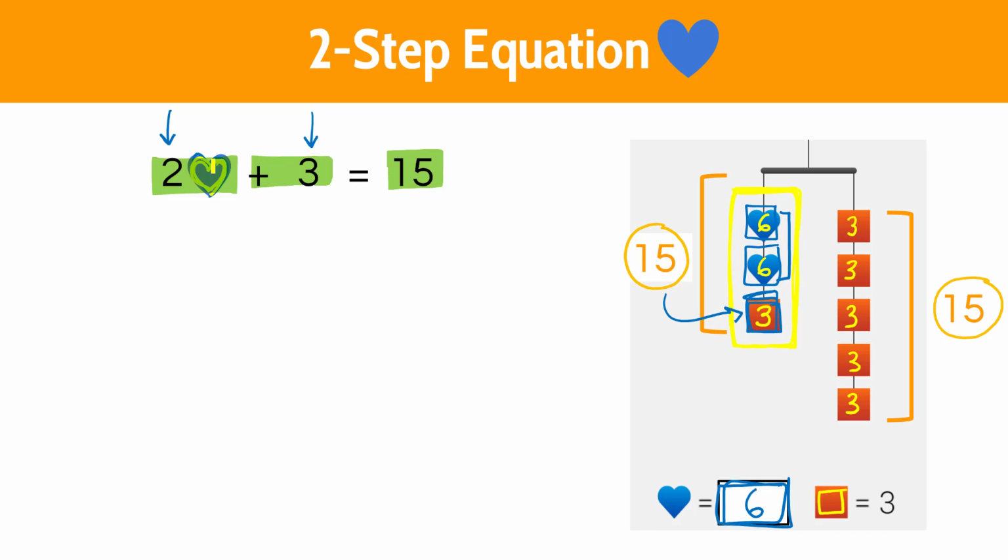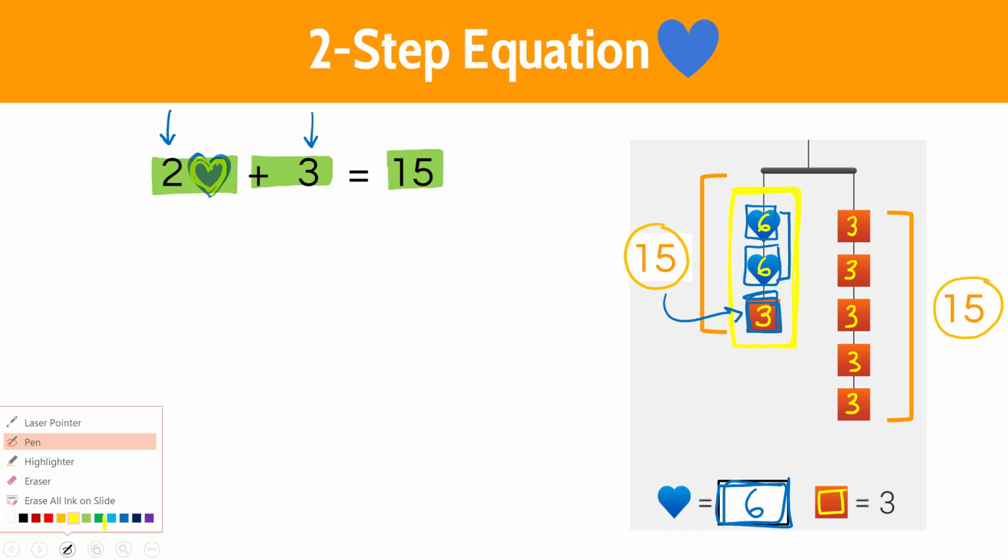So in the term 2 times heart, these things are factors. There's a heart. That heart is being multiplied by the number 2. So I'm going to leave that there. The plus 3, that is a term. It does not have a variable attached to it. So I'm going to get rid of it. To get rid of a plus 3, I will do a subtract 3.